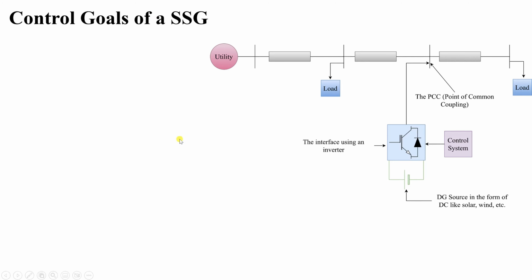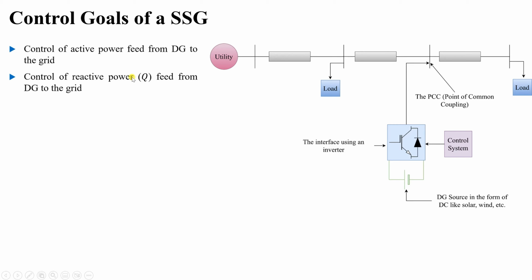Now, what exactly are the control goals of a static synchronous generator? We just explained it. We said that we would like to control active power, right? How much active power, real power, is given to the grid from the DG. We also said that we can control reactive power, right? That is, how much Q is given from the DG to the grid. Now we have several options.